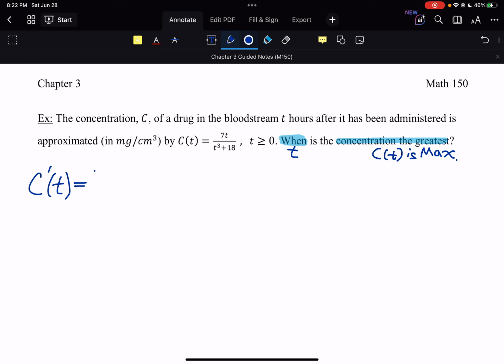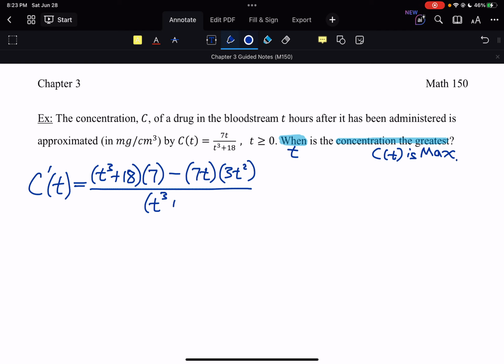So we're going to take the quotient rule. So we're going to get low d high minus high d low all over low squared. And that's not particularly nice, but it does simplify down a little bit. So this whittles down to negative 14t cubed plus 126 over t cubed plus 18 quantity squared.